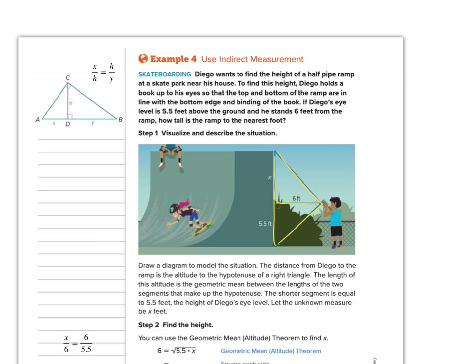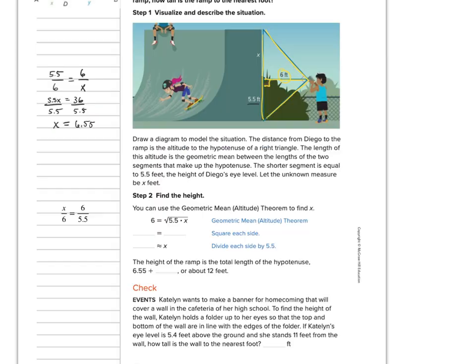Here is my altitude. So 6 is going to be the actual geometric mean. So setting that up, again, 5.5 over 6 is equal to 6 over x. And then you cross multiply. 5.5x is equal to 36. Divide both sides by 5.5. And then x is approximately 6.55 feet. So you have 6.55 feet.